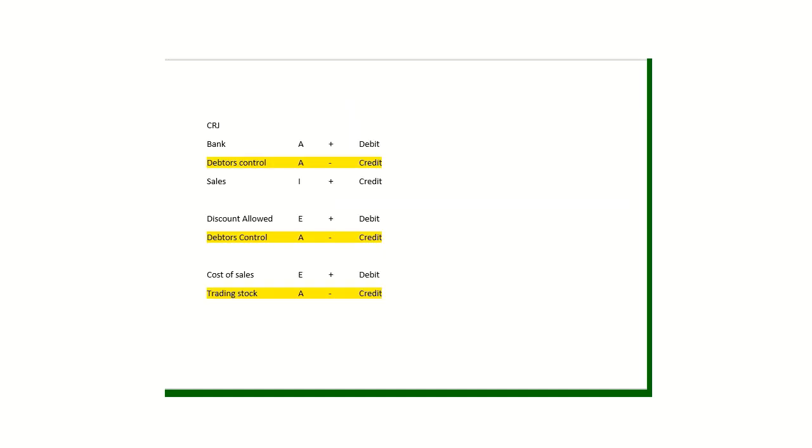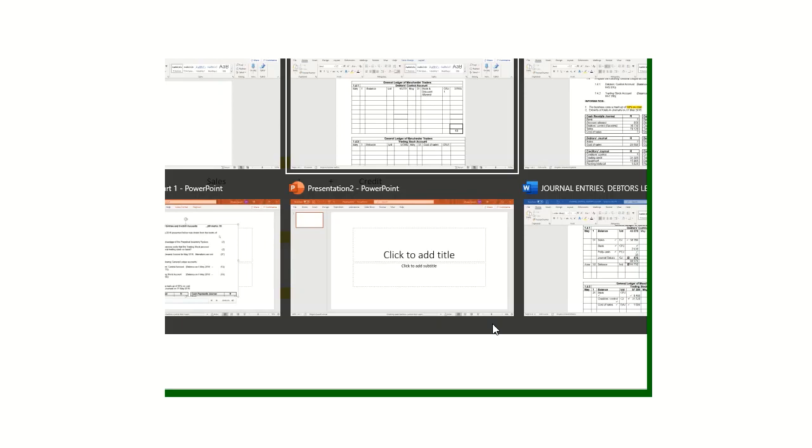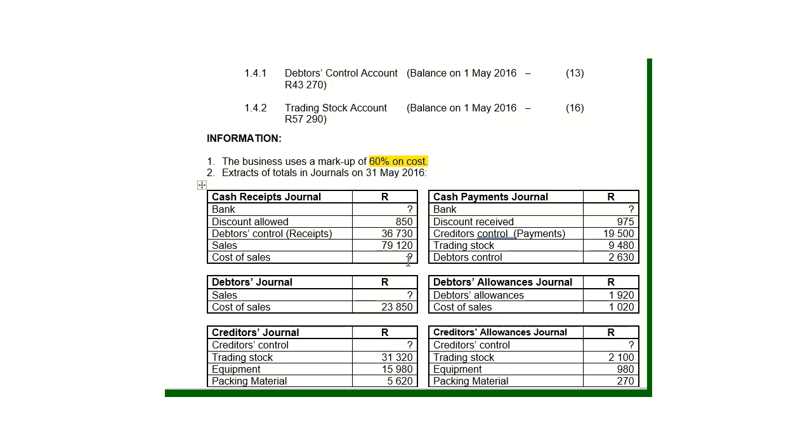What is the opposite account? I'm crediting trading stock. What account am I debiting? Cost of sales. So I'll type in there cost of sales. It's still coming from my CRJ and the amount, but now there's a question mark.